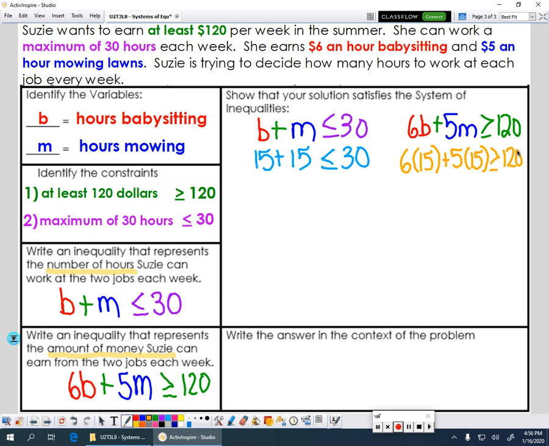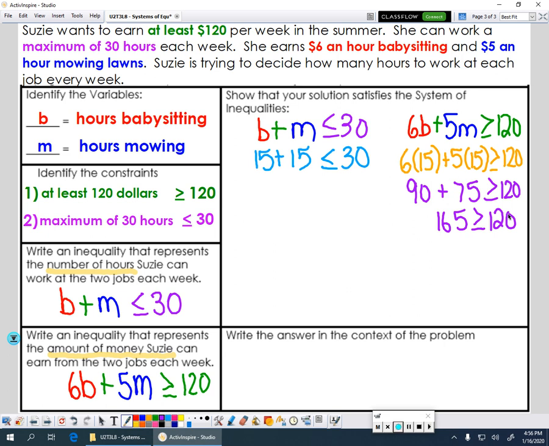Now, again, this is guess and check. We're not sure. So when I multiply 6 times 15, I get 90. And when I multiply 5 times 15, I get 75. When I add the two of those things together, I get 165, which means that if she works 15 hours babysitting and 15 hours mowing grass, she will earn $165. So she'll be above the constraint that she needs, above $120.